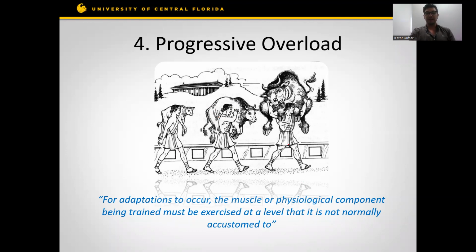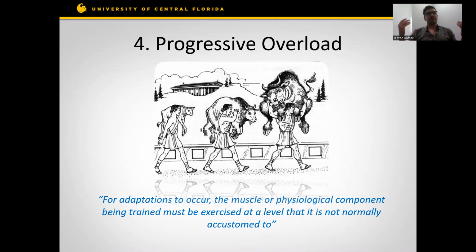Now I would imagine that he wasn't carrying a full grown ox. Obviously, that's probably a lie because a full grown ox is almost 2,000 pounds, which I don't think any human could ever lift. But we see here the idea that you need to keep on inducing a greater and greater stimulus in order to keep eliciting adaptations.